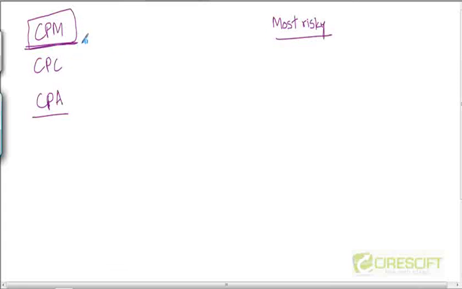So yes, CPM is the most risky, because when you're paying just for impressions, it's very unlikely that you're going to get many people coming to your site, because the people who are being shown the ad are not necessarily interested in your product. So most of your money is going into showing your advertisement to people who may have no interest in buying shoes. That is why this is the most risky.